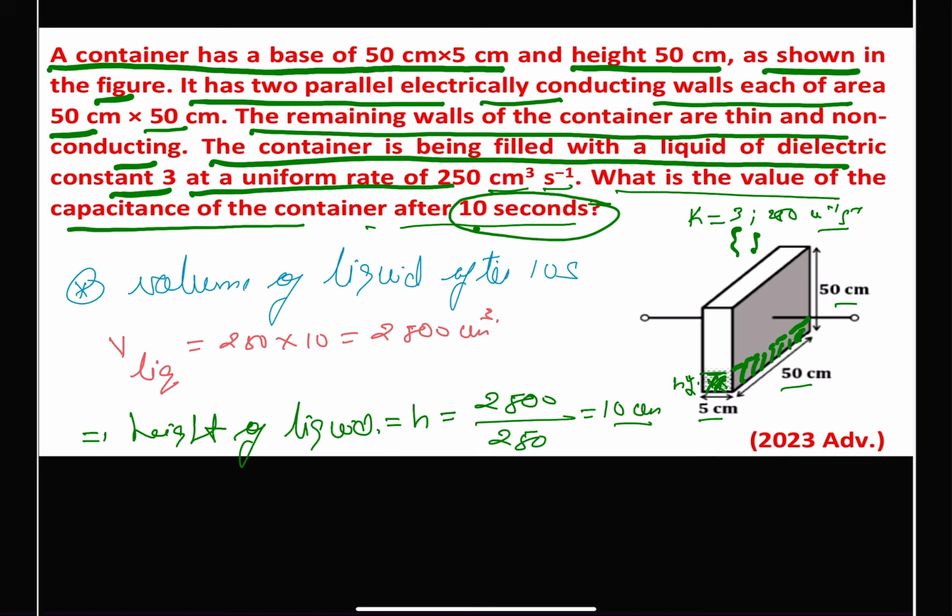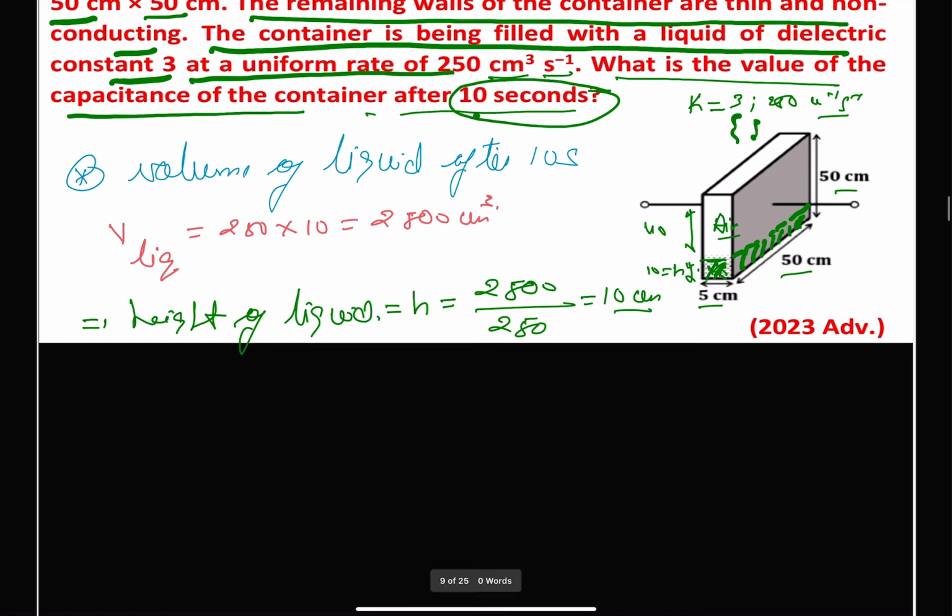From the figure itself we can see that now this container will consist of two different dielectrics. One will be air and another is the liquid. The h we found out is 10, so the air height will be 40. This part has air as a dielectric, and this part, with height 10, has a dielectric constant of 3. So we have two capacitors connected with each other. We can just draw their equivalent figure.